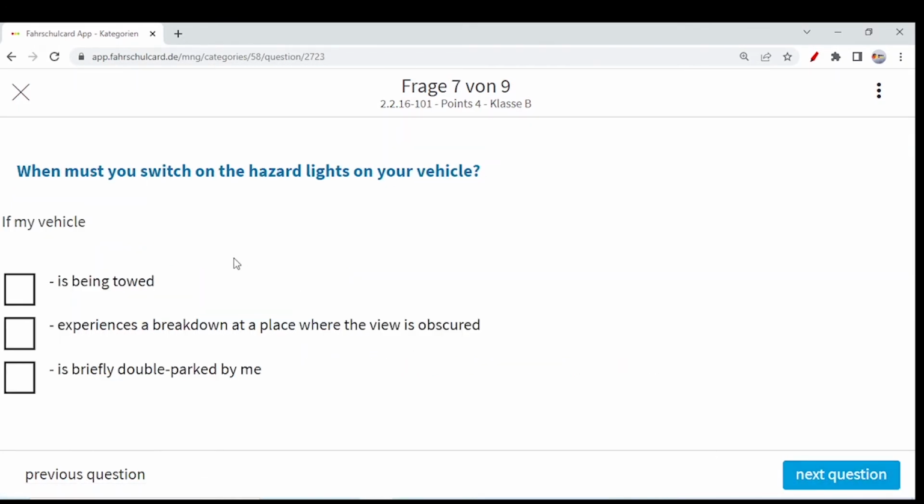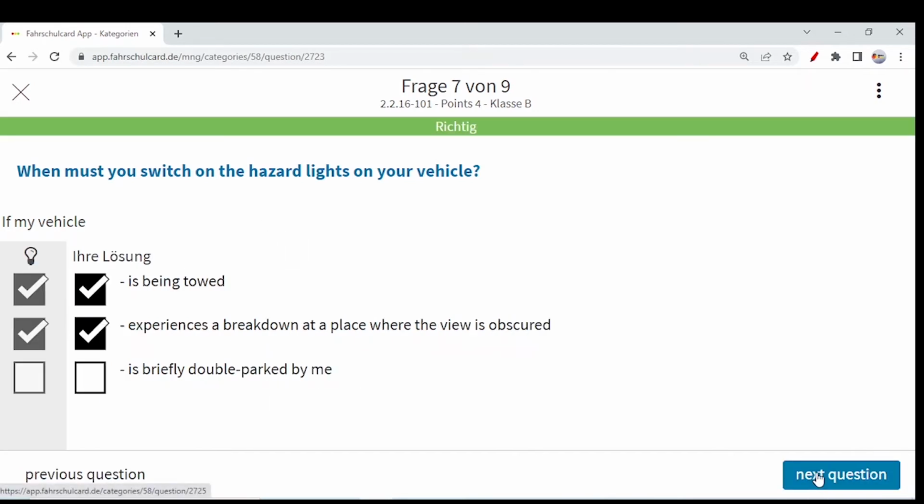When must you switch on the hazard lights on your vehicle? So they are asking, when should you switch on the hazard lights? There are some rules. If my car is being towed, yes. Experience a breakdown at a place where the view is obscured, yes, you have to switch on the hazard light. Whenever there is a traffic jam, your car is being towed, or a breakdown where the view is not clear, maybe on a sharp bend. The third option is briefly double parked by me. In Germany, or maybe in some other countries, we are not allowed to double park. Double park means a car is parked and you park on the roadway parallel to that car. That is not allowed in Germany, because otherwise it will create a hindrance or obstruction for the flow of traffic. So the third answer is anyhow not correct. You cannot double park, no hazard light, but the first two options are anyhow correct.